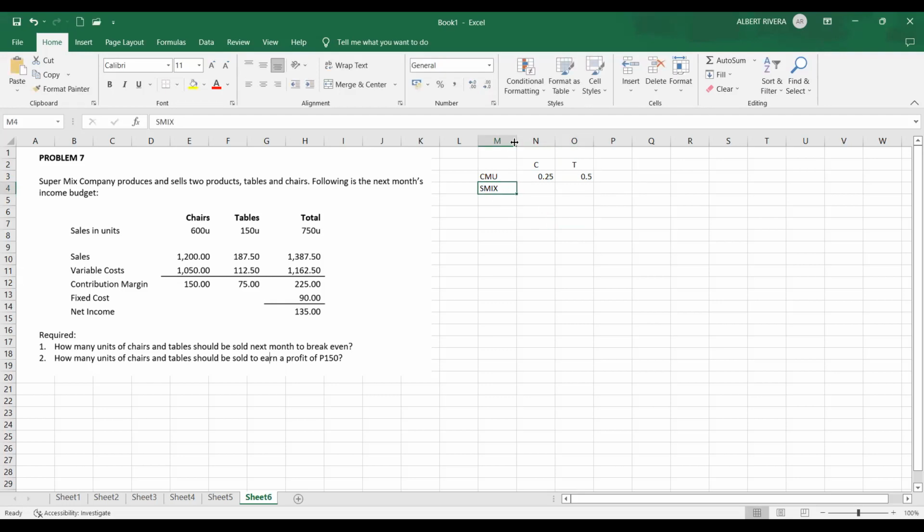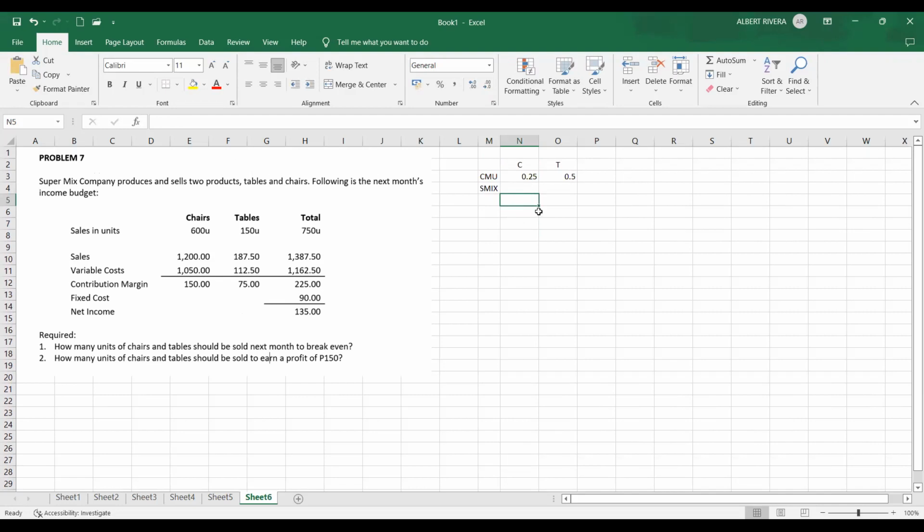Now, you will get the corresponding sales mix of this. The sales mix is the corresponding equivalent contribution of the total. So the total here, sales in units, is 750. And 600 of that 750 belong to chairs. So this should be 600 divided by 750. And that is 80%. That is the sales mix related to chairs. So if that is 80%, this is 20%. Or the computation of 150 divided by the total of 750. So that is 20%.